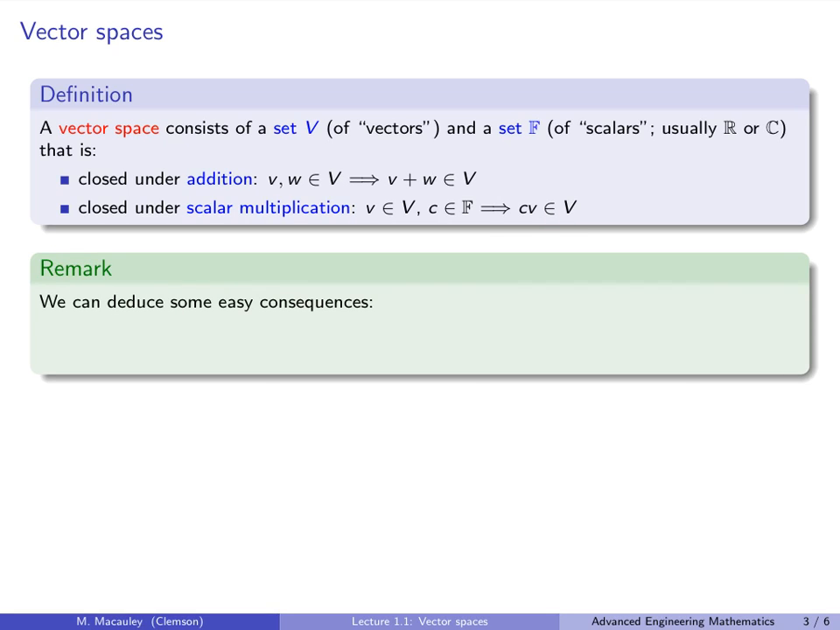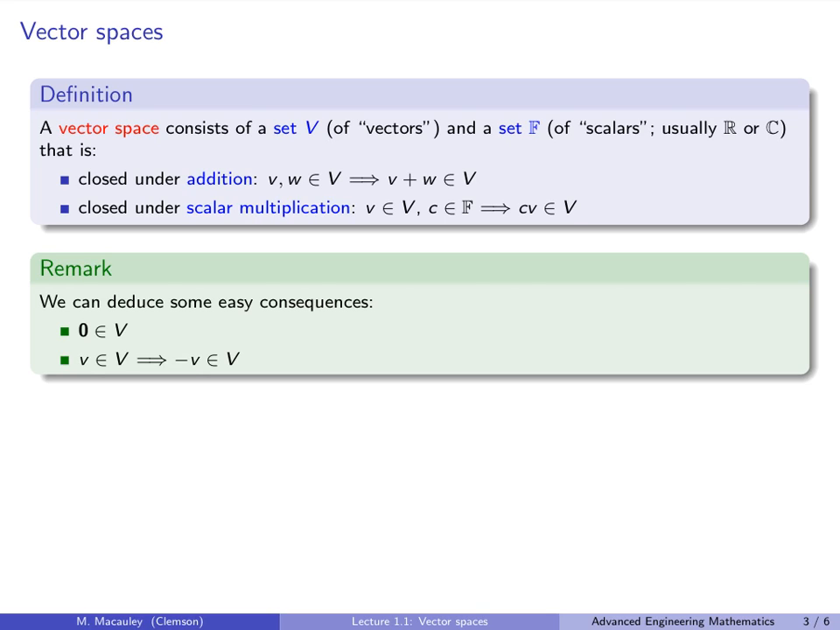From this simple definition, we can deduce some easy consequences. First of all, the zero vector is contained in V. Why? That's because the set of scalars has to contain 0, and if we take any vector and multiply it by 0, we get the zero vector. Secondly, for any vector in our space, its negative must be in our space as well. For here, we can just take the scalar, which is -1, and take V times -1, and we get negative V.